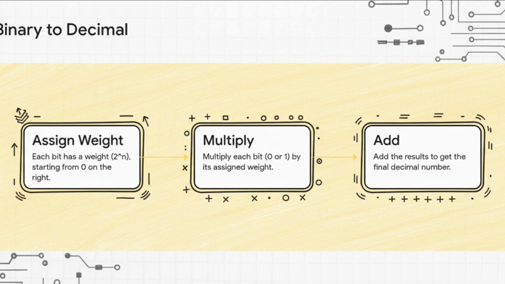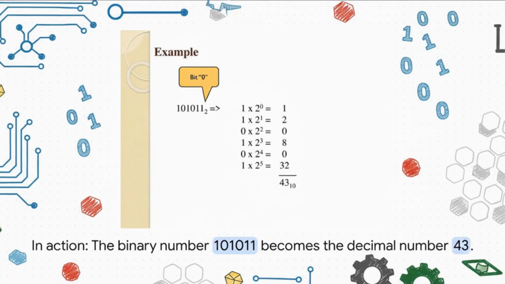Let's see it in action. Okay, let's walk through this one. We have the binary number 101011. See how we start from the right? That first 1 gets multiplied by 2 to the power of 0. The next 1 by 2 to the power of 1, and so on all the way down the line. We do that for every single bit, multiplying it by its positional weight. Then you just add up all those results, and boom!